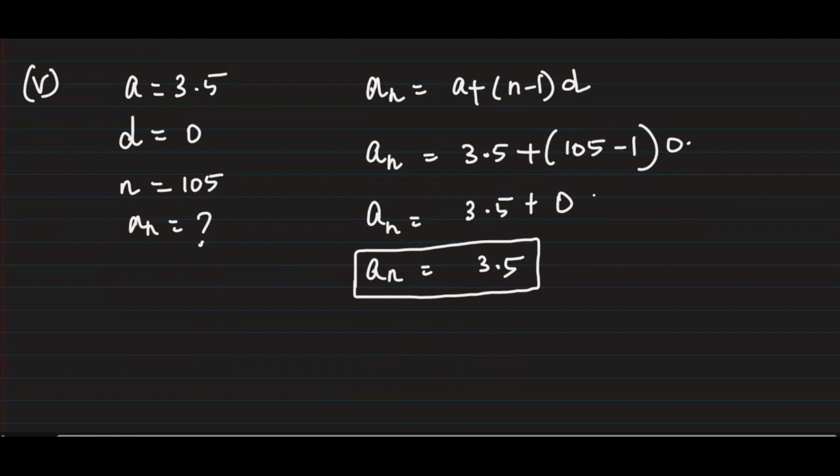Fine, clear? If you notice here, the starting number is 3.5 and the D value is actually 0. So if you keep on adding 0, you will get the same value. The AP series will be like this: 3.5, 3.5, 3.5, and so on. I hope this is easy and clear.